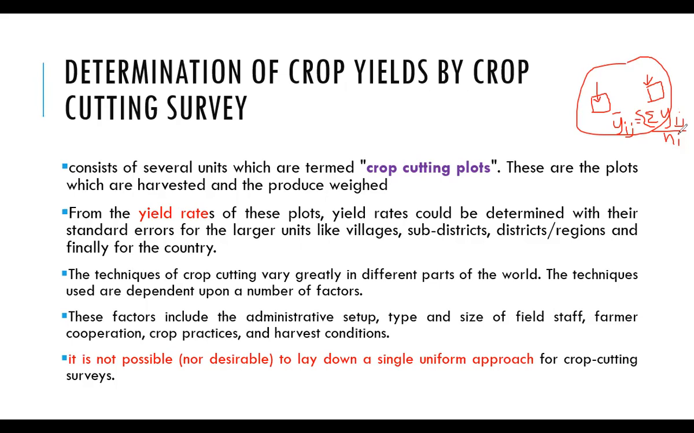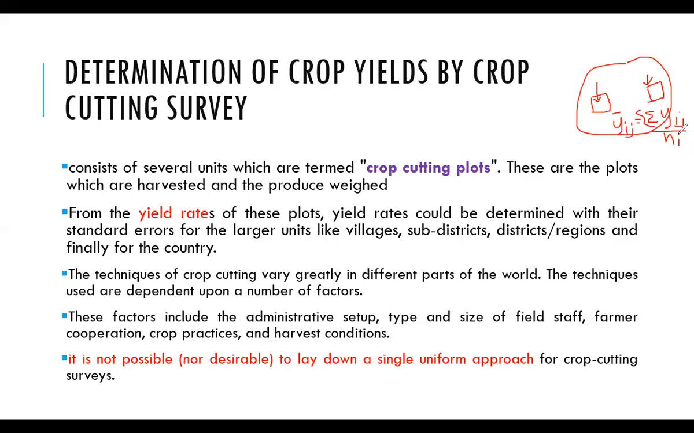Then again, farmer cooperation. If you are coming to my farm to cut some crops, a farmer might say, by the time you are coming, you are coming to disorganize my harvest, and so on. They will not be willing to cooperate. So farmer cooperation is very important because the farm actually belongs to the farmer, and he or she needs to cooperate for the crop cutting survey to be successful. Then we can also talk about harvest conditions, etc.